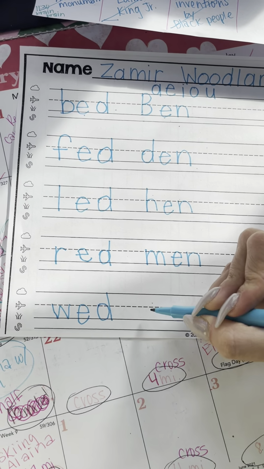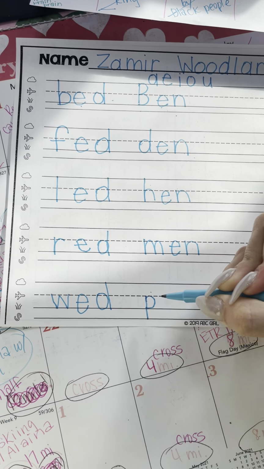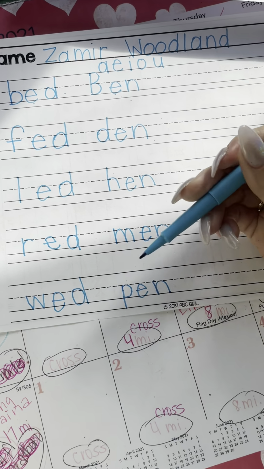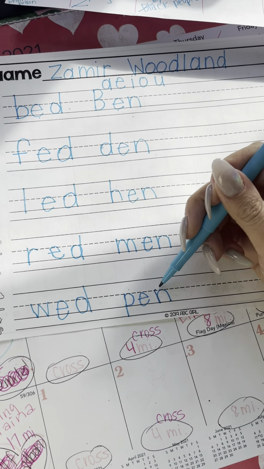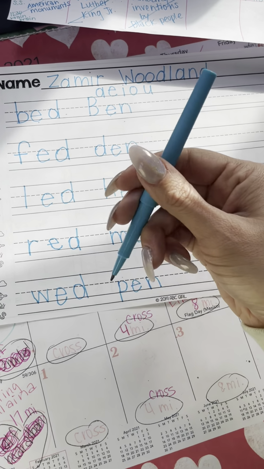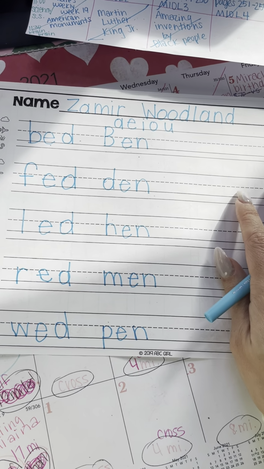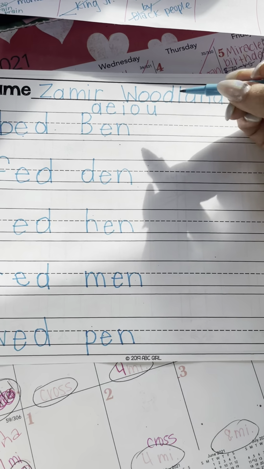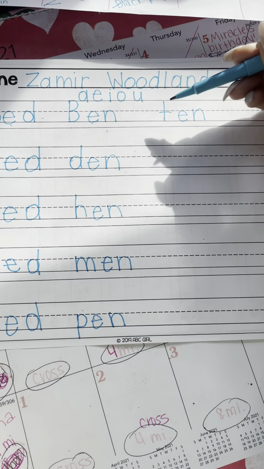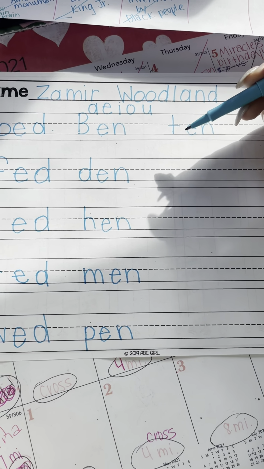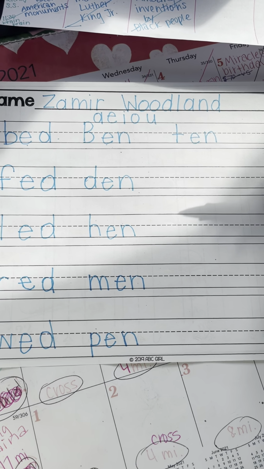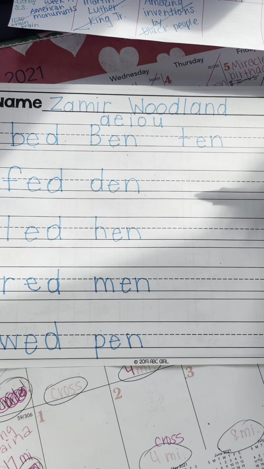Next word, break the rules, letter P, E, N. Pen. I am writing with a pen. Next word, top of your page, T, E, N. Ten, ten. 1, 2, 3, 4, 5, 6, 7, 8, 9, 10. You have 10 fingers. Ten.